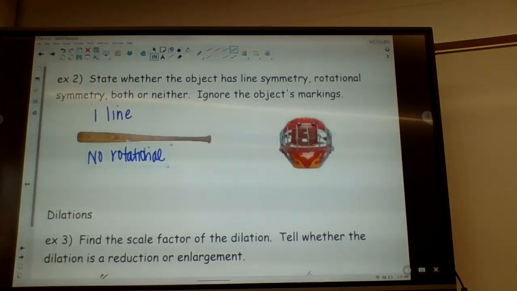Now again, if you switch that shape and think of it as a three-dimensional shape, it does change things up quite a bit. And we're just trying to look at this as a flat shape right now. Same thing with our catcher's mask. Hopefully you realize right down the center, it should be symmetrical either way. But for rotating it, the way the catcher's mask is facing matters. So each of these are one line and no rotational.